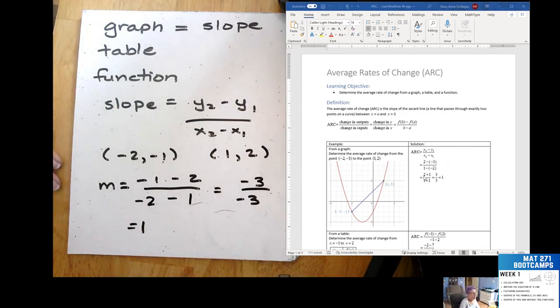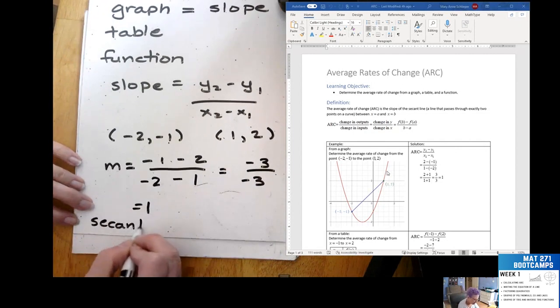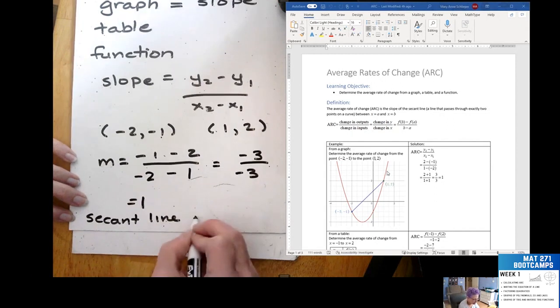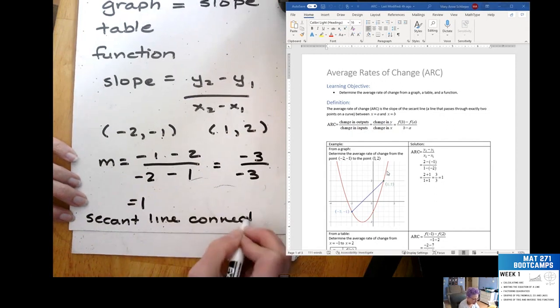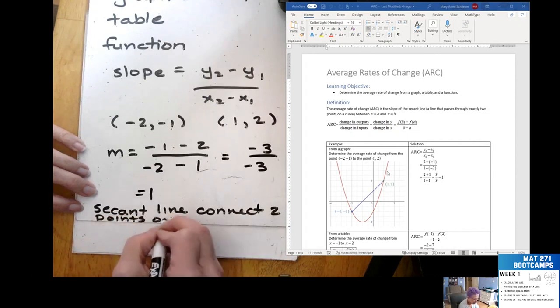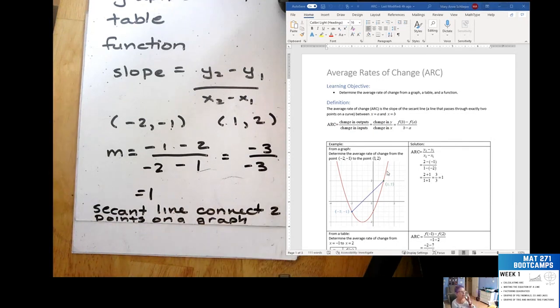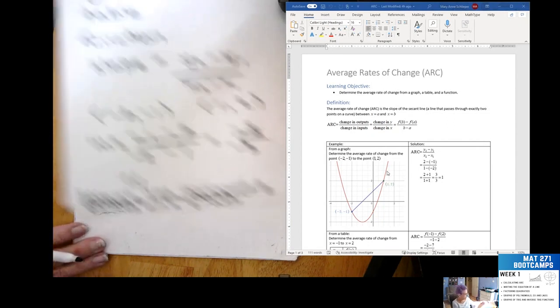Now this line that connects two dots on a graph is called a secant line. A lot of the first part of calculus is taking the slopes of secant lines and making them shorter and shorter and shorter and shorter to estimate the slope of the curve at one particular point.